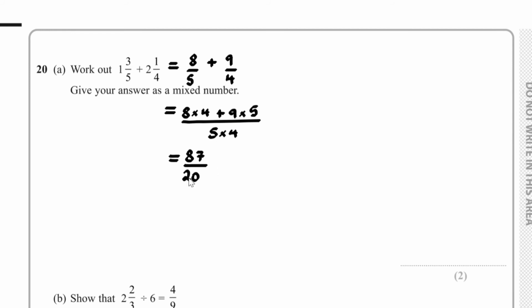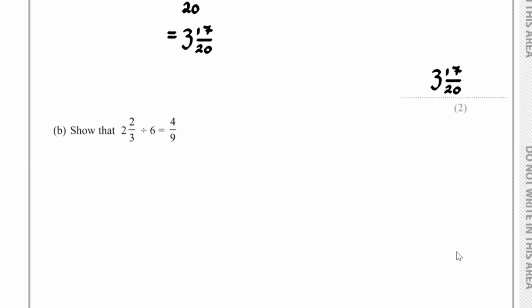So how many times does 20 go into 77? Well, that's 3 whole times, and what's left over is 17 out of 20. So we've got 3 and 17/20.